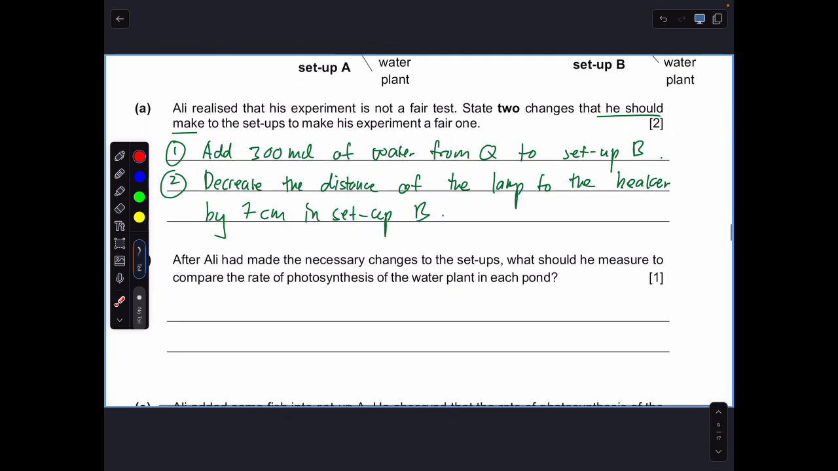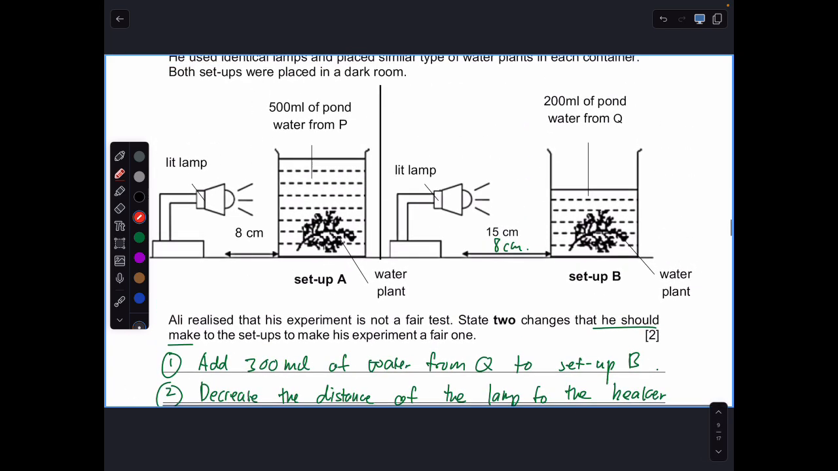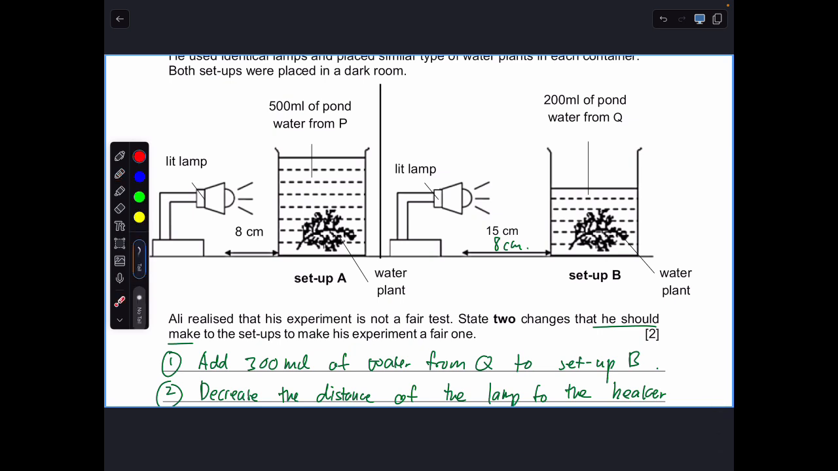Now, after Ali has made the necessary changes, what should he measure to compare the rate? Look here. Rate means time. Correct? Most of you understand that if the plants photosynthesize faster, they will produce more oxygen. But a lot of you say, measure the volume of oxygen. How? Do you realize that in this setup, there is nothing to trap the oxygen? The oxygen will go into the atmosphere. How do you measure that?